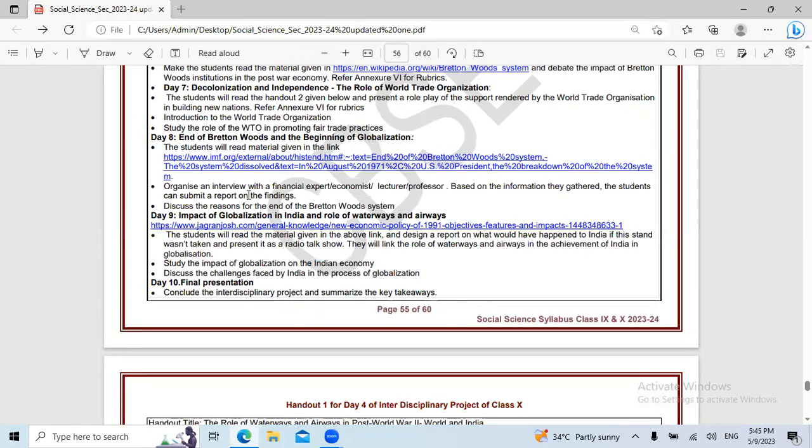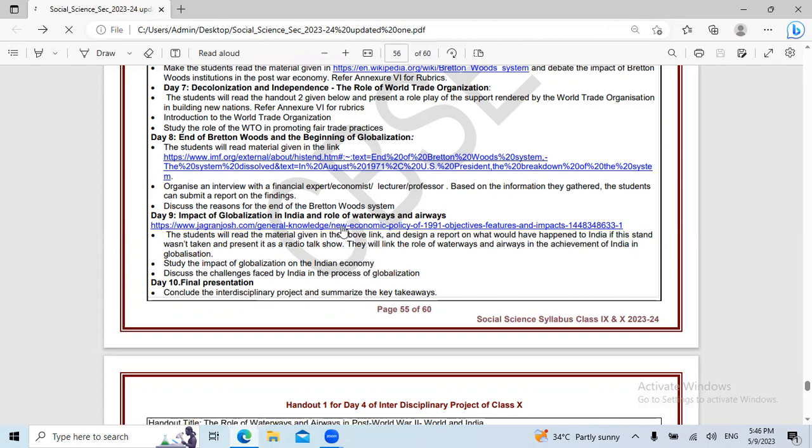Next, organize an interview with a financial expert, economist, lecturer, or professor based on the information they gathered. The students can submit a report on findings. Discuss the reason for the end of the Bretton Woods system. Now, next, day 9, impact of globalization in India and the role of waterways and the airways.